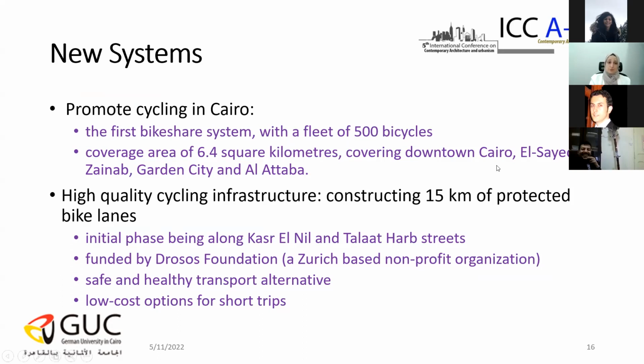And it will also have 15 kilometers of protected bike lane. And they seem, or their vision is that if we provide high quality cycling infrastructure, so more people will use bikes. Why do they want people to use bike? Is that because it's safe, it's a healthy transport alternative, and it will provide low cost options for short trips.